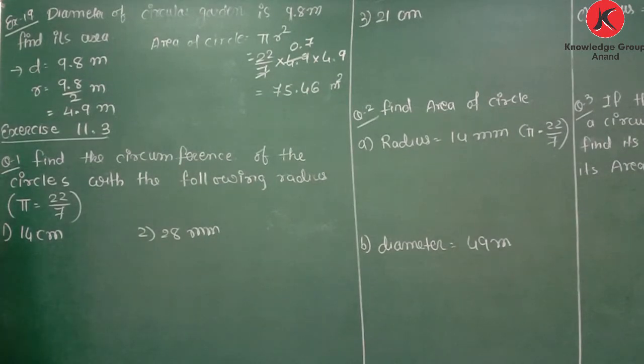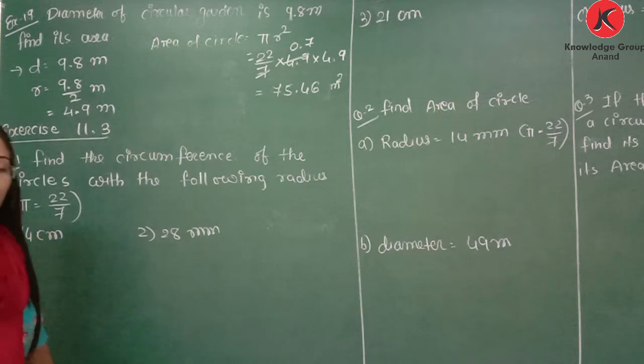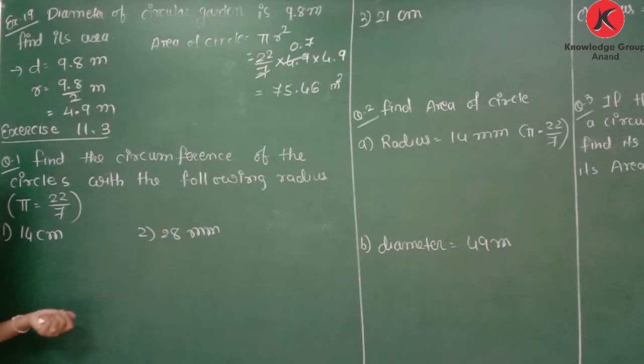Now let's start exercise 11.3. Question number 1. Find the circumference of the circles with the following radius. So we already learned in the previous video what is the equation for the circumference of a circle, that is 2 pi. So if the radius is given, then we will use 2 pi r, and if diameter is given, then we will use pi multiply d. So let's start with the first. Here radius is 14 centimeter.